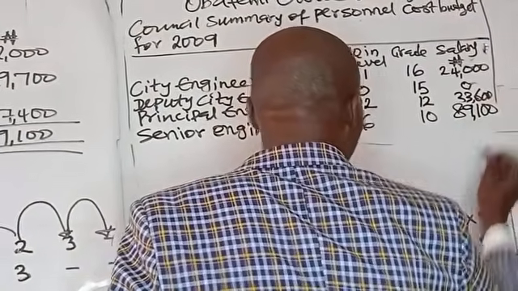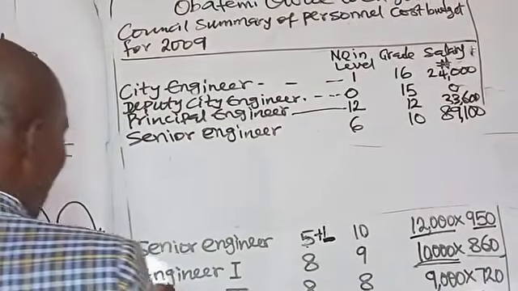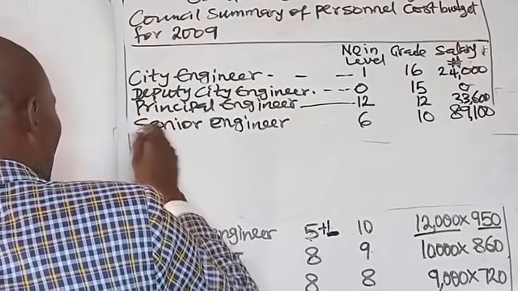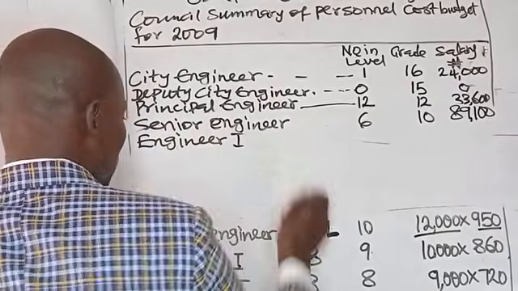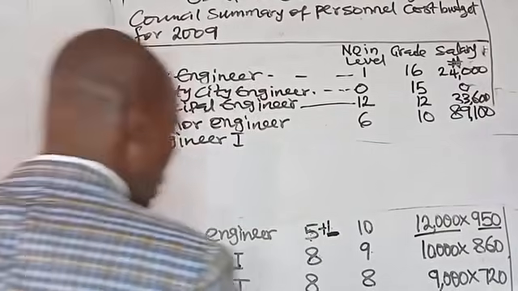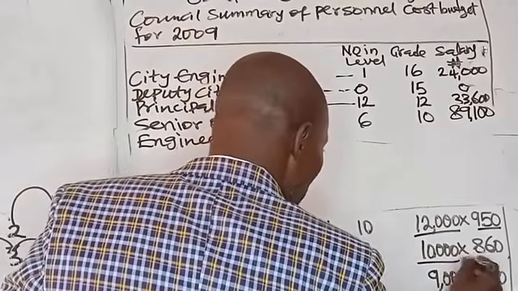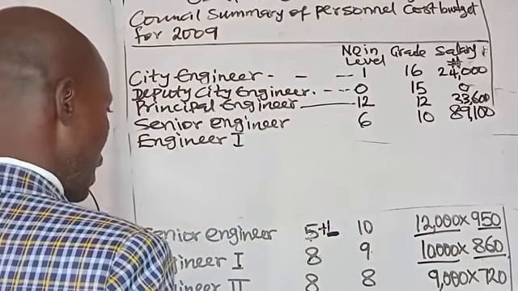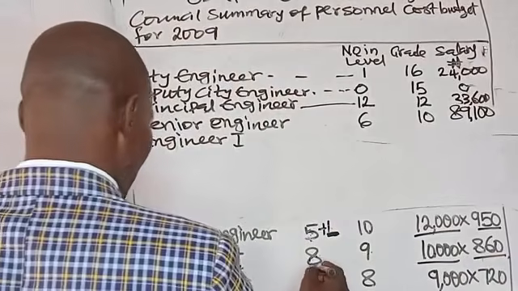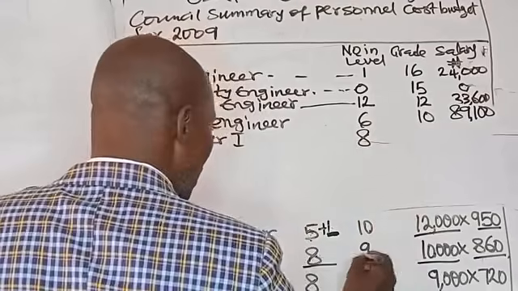89,100. After senior engineer, we have Engineer 1. The salary scale: the basic pay is 10,000, increment is 860, 10,000 by 860. The number of employees is 8, and their grade level is grade level 9.